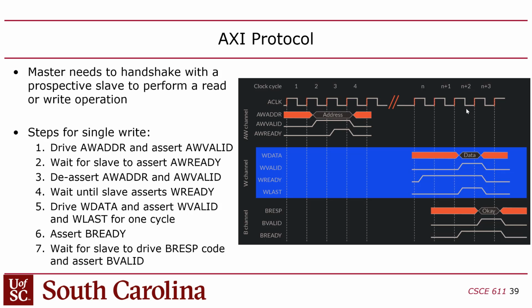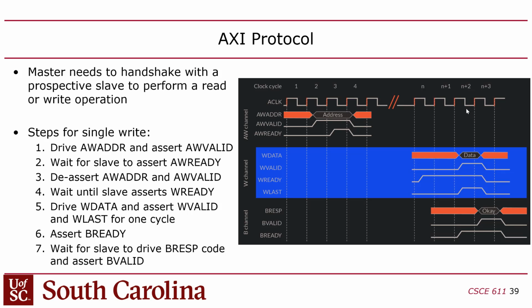called WLAST. It's used for bursts. Sometimes I might want to write a sequence starting from that address. This might be the base address. I might want to send 5 words. But in this case, assuming I'm just doing a one-word transaction, I will assert last on my first data beat, my first data word, right?